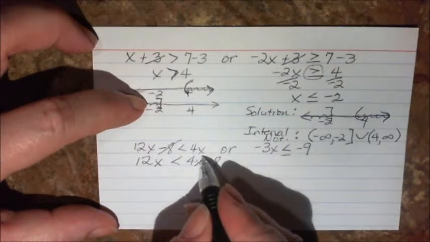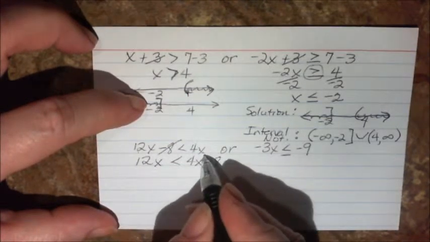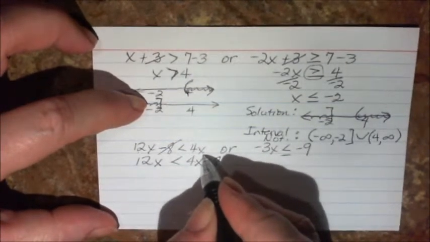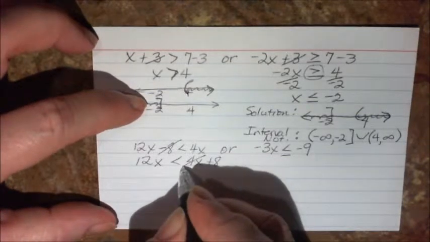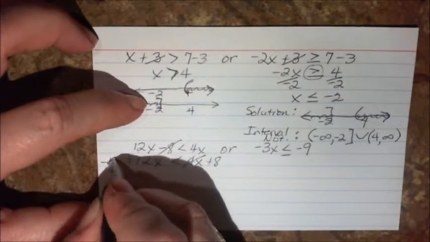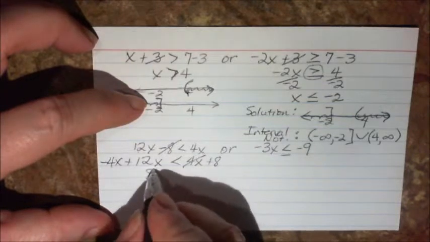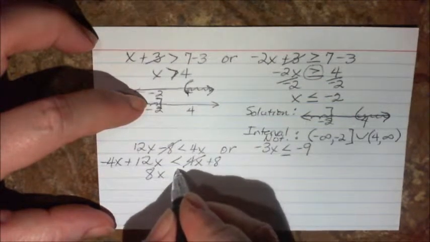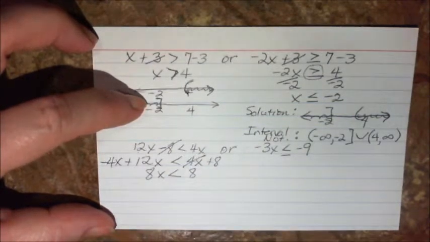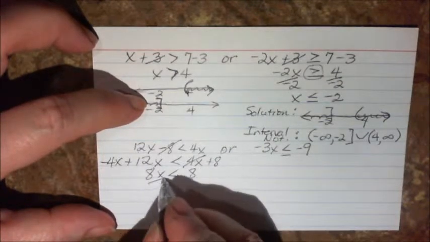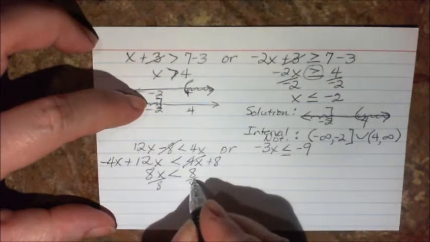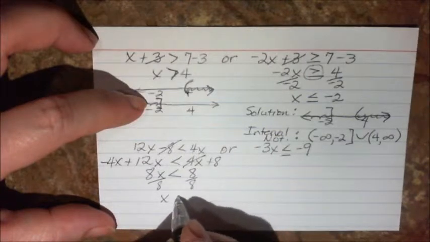And now get the x's. Let's eliminate the x's on this side. That would take adding a -4x, or subtracting 4x. That gives us 8x is less than 8. We're going to divide both sides by 8, and that gives us x is less than 1.